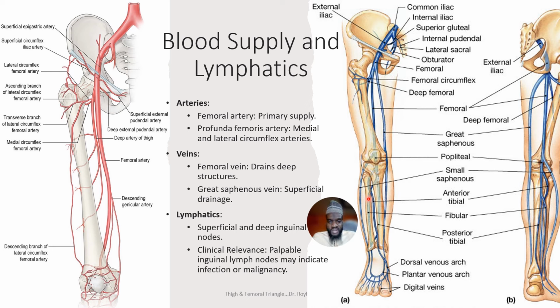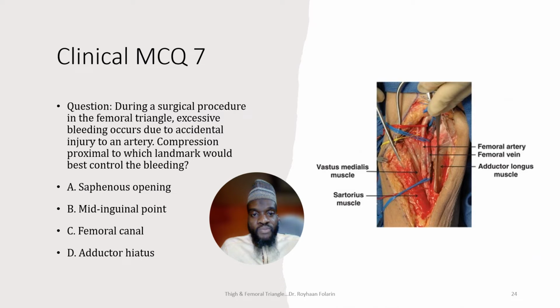So, yeah, I think that helps to appreciate that. And the great saphenous vein gives the superficial drainage. It drains the superficial structures of the thigh. And lymphatic drainage includes the superficial and the deep inguinal nodes, which are crucial in monitoring for infection or malignancies.